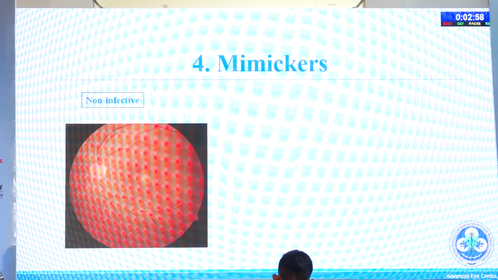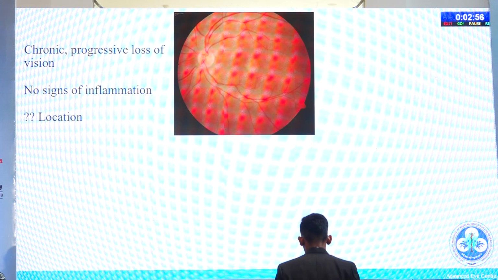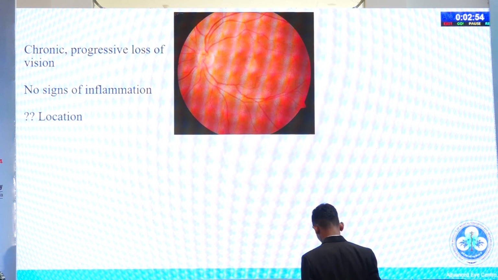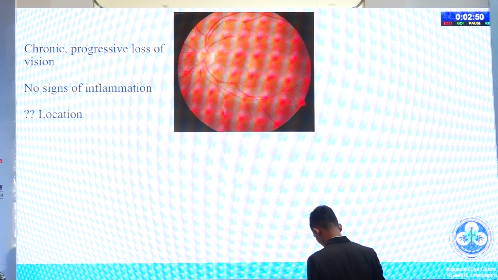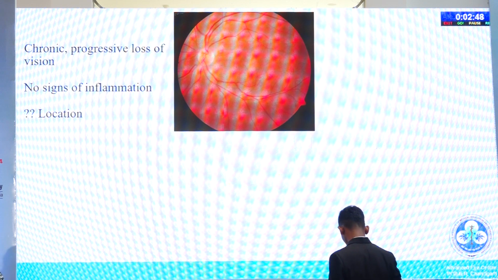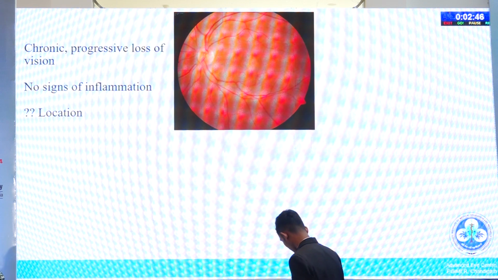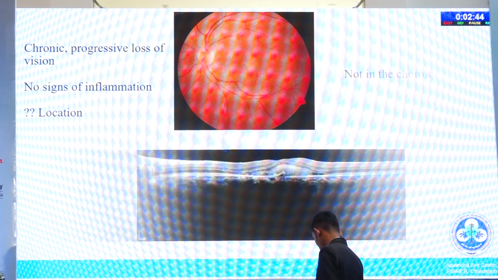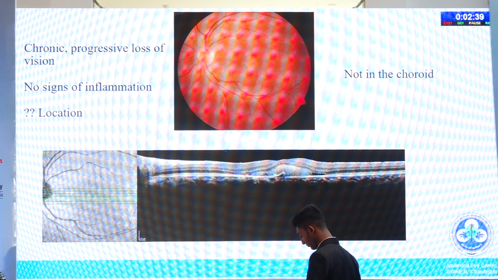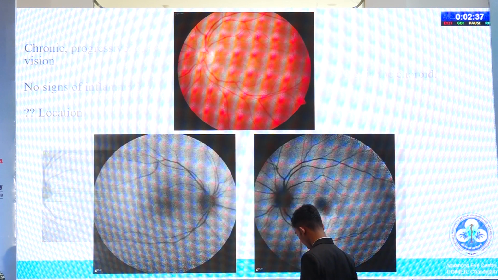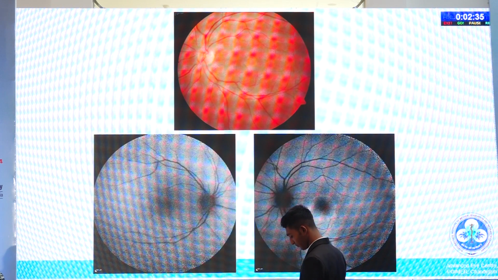So this was a case where you can see a white spot at the fovea. This patient had chronic progressive loss of vision in the left eye, but there were no signs of inflammation. So we need to be sure about the location. It could look like a choroidal mass, it could look like a retinal lesion. When you do an OCT, this is nothing but a hyper-reflective deposit in the subretinal space. This is not in the choroid, but it could look like a choroidal lesion.